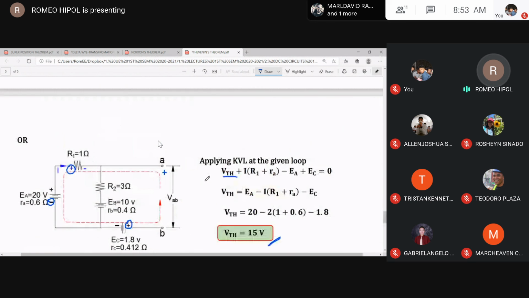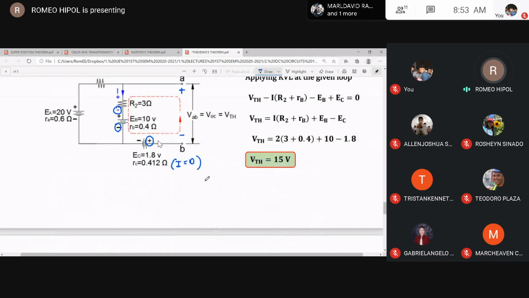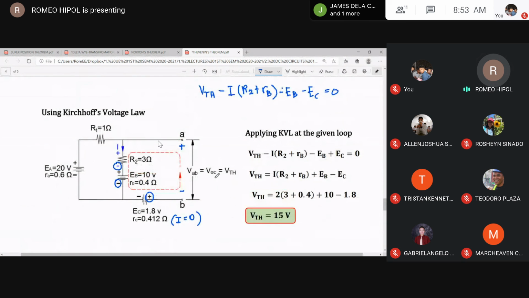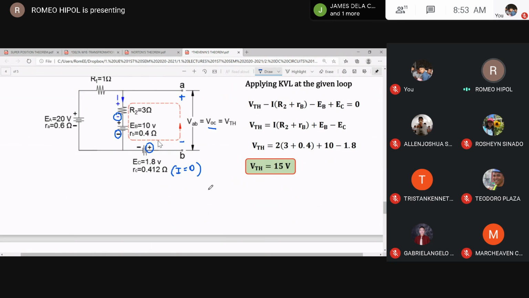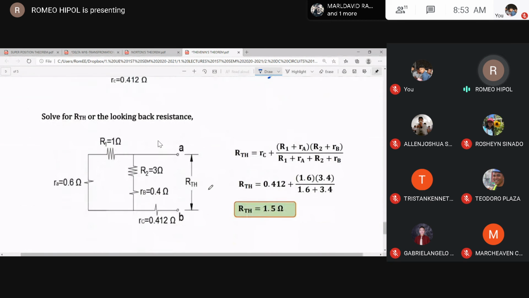In Thevenin's voltage, sometimes ma-encounter nyo lang siya as the open circuit voltage. Naintindihan? So, open circuit voltage, then solving for the looking back resistance. Okay, looking back resistance, madali lang naman. So, pwede nyo naman masundan to. We have an equivalent of 1.5 ohm.